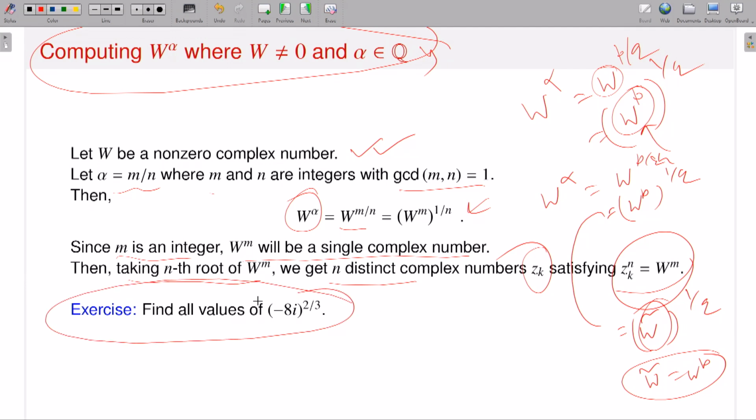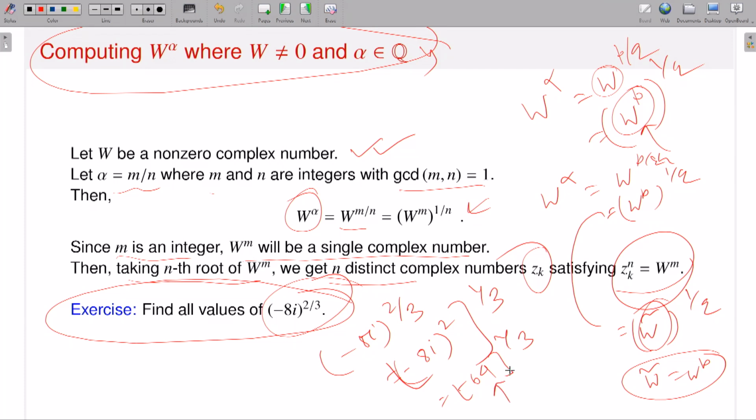I'm telling you, please calculate it. How to handle this situation? This is minus 8i to the power 2 by 3. Then how to proceed? That means you have to do minus 8i squared, to the power 1 by 3, right? Now this complex number you can easily calculate. This is 64, I think, and this is minus 64 to the power 1 by 3. That means to get the values of this, you have to calculate the cube roots of minus 64, and these will be the values of this one.